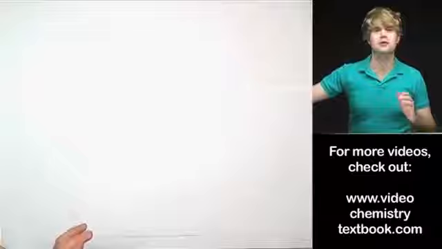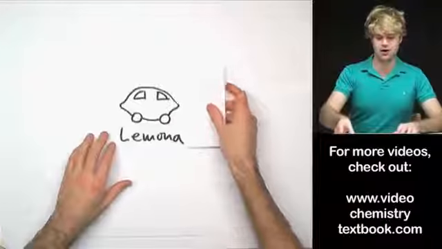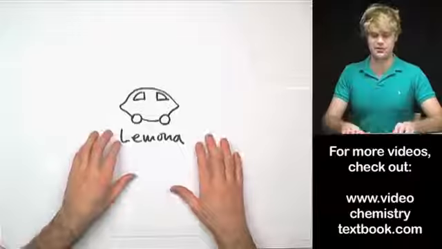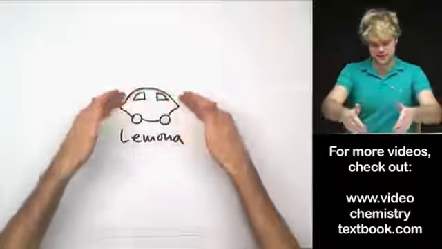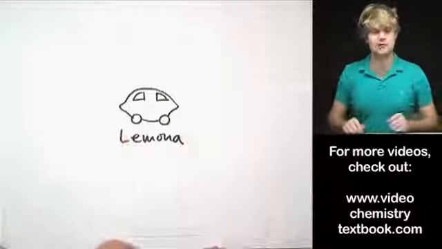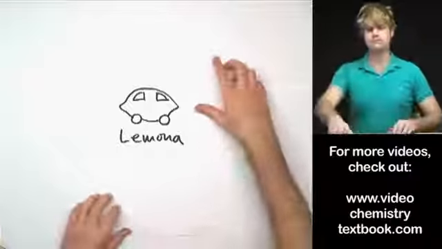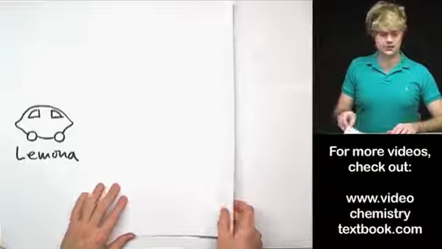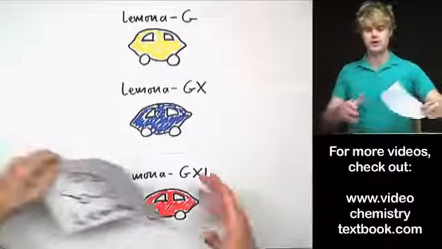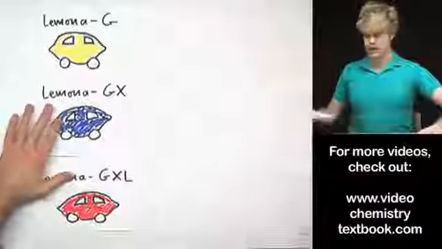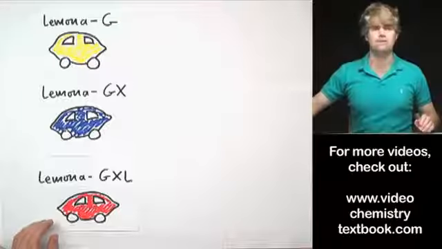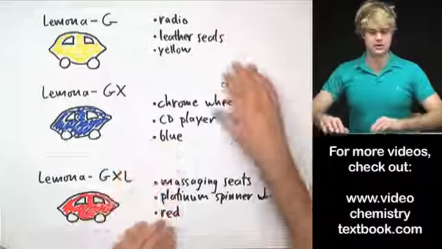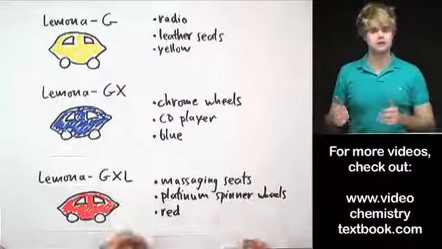I want to talk to you about the made-up car called the Lamona, the epitome of luxury, and it's known for its very distinctive styling. As you'll see, the Lamona looks like a lemon. Now the Lamona comes in 3 different models. There's the Lamona G, the Lamona GX, and the Lamona GXL. They're all different colors, as you can see, but each of these models also has unique features.